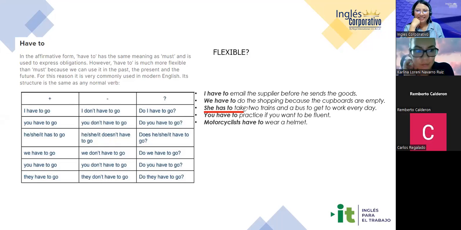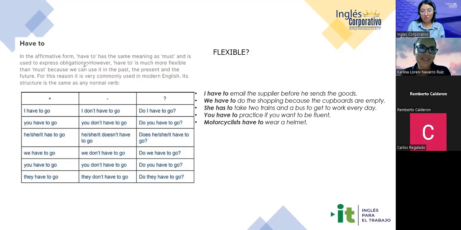Yo tomo 3. 3 buses? Every day? Yes. Okay, but Loreni, ¿será que es opcional? Hoy solo voy a tomar 2 buses, no 3. Is it optional? No, right? So it's mandatory, it's not flexible. No puede ser flexible. Se convierte inmediatamente en an obligation. Porque si no, no llego. Si yo decido tomar solo 2, me quedo a medio camino.